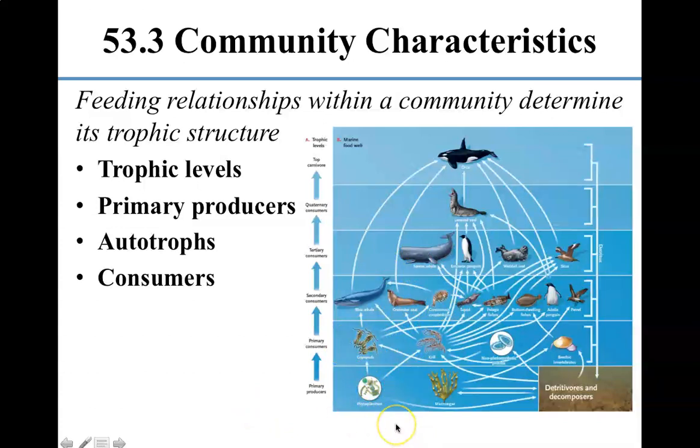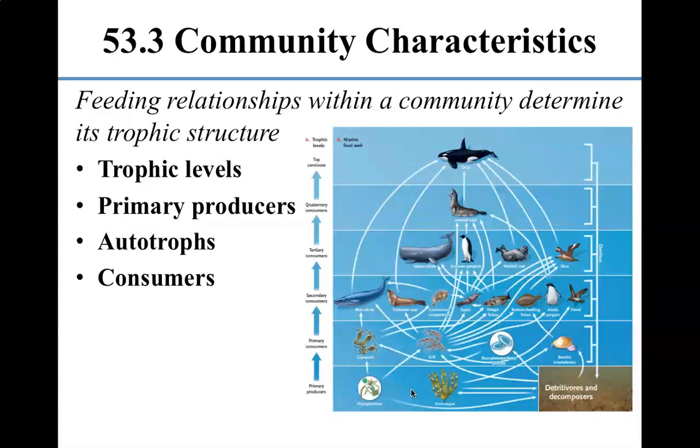Let's start at the bottom and work our way up. So at the bottom, we have primary producers. So primary producers are the organisms that are undergoing photosynthesis and are basically trapping the sun's energy, and this is the source of all the energy in the ecosystem. So the sun's energy flows into the primary producers. They use it to make glucose and other stuff that provides an energy source for the upper layers.